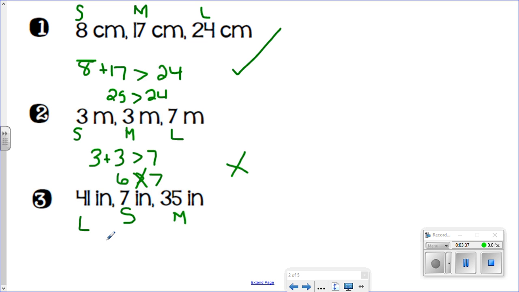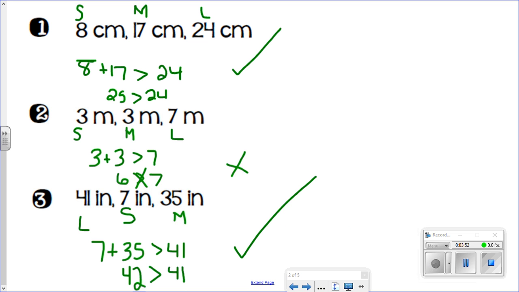Again, we're just going to add 7 and 35 and see if it's greater than 41. When I add 7 and 35, I get 42, and 42 is greater than 41. So therefore, these side lengths do make a triangle.